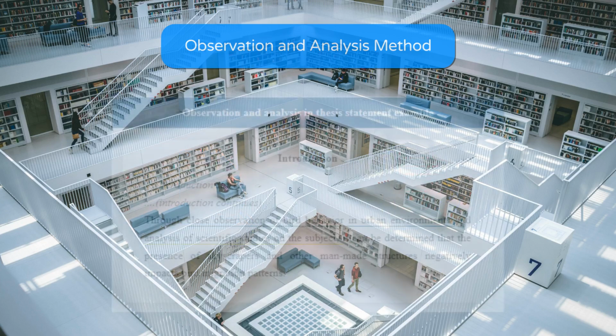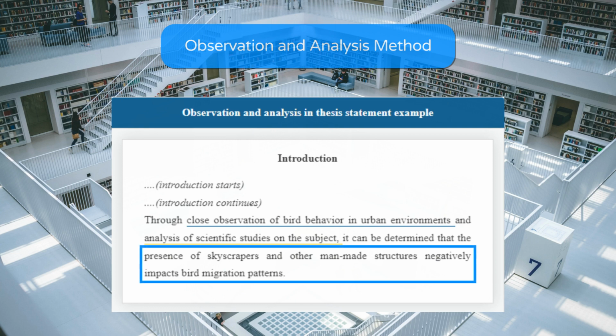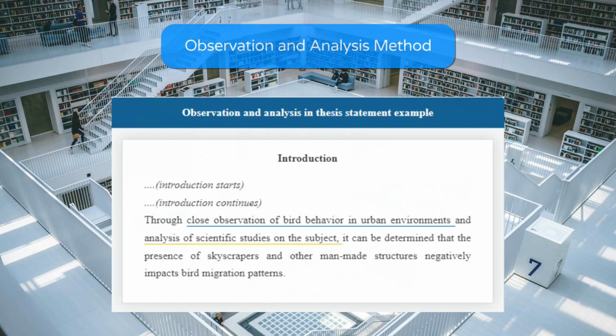As you can see in this example, the writer highlights their key argument by using both the actual observation and study on how birds act in urban areas and their own analysis of this research. As the key point, the writer states that human-made structures impact birds negatively based on their research and stance.